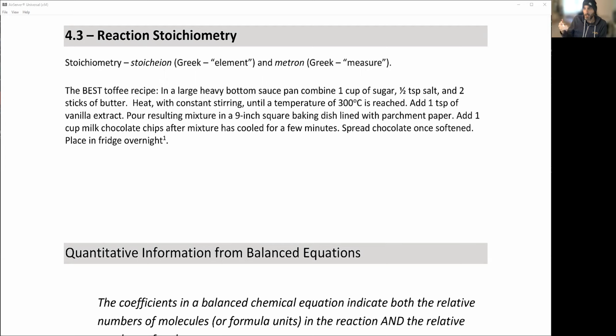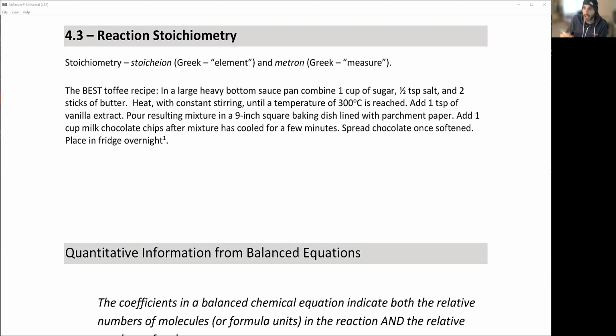Basically, stoichion from the Greek for element and metron from the Greek for measure, so measuring elements. This is how reactions are measured. This is why we talk about moles, and why we build it up the way that we do. So here is the best toffee recipe, and it absolutely is the best toffee recipe.